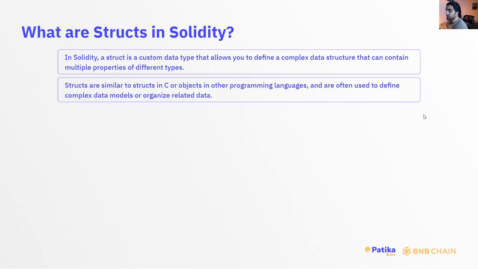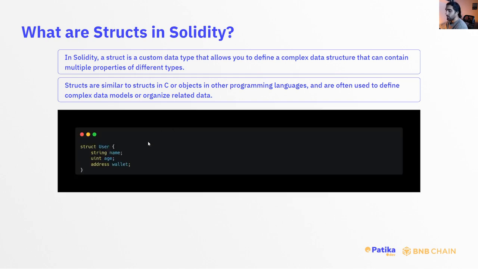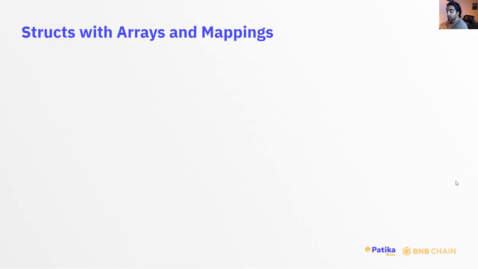So structs are similar to structs in C or objects in other programming languages and are often used to define complex data models or organize related data. So here we have a user as a struct. It has name, age, and wallet. So if we want to use some data types together and we want to create a complex data type, we can use structs.